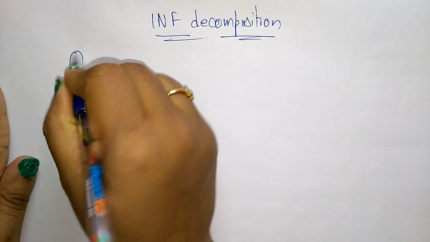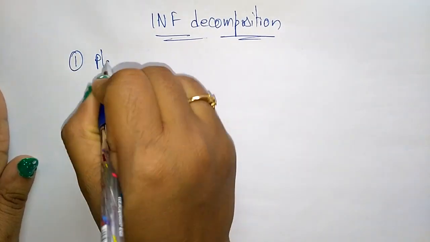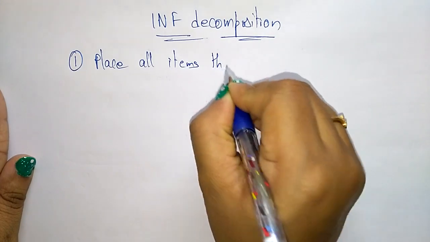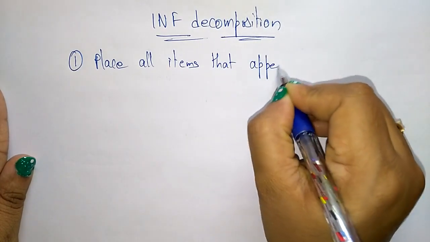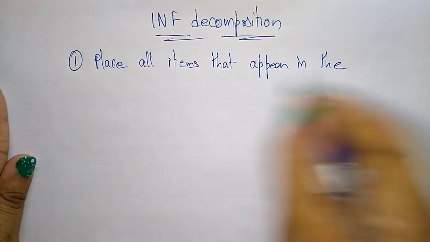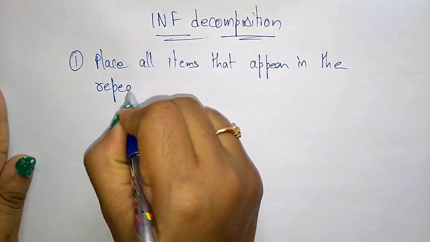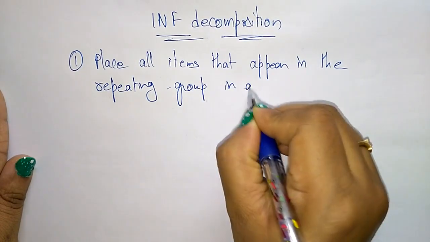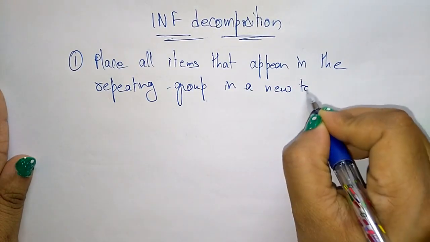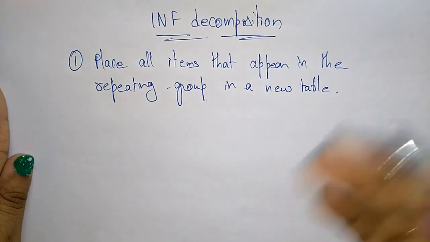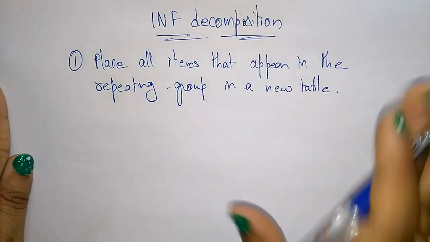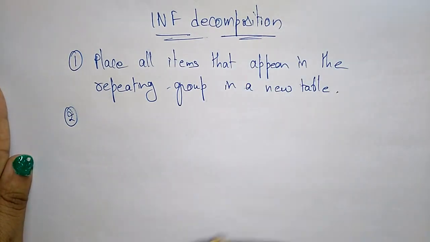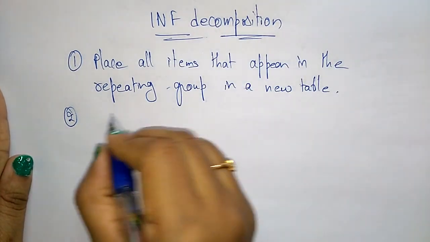So first, what we have to do is place all items that appear in the repeating group in a new table. Whatever items appear in a repeating group, you have to place those items in a new table. These are the steps you have to follow while you want to decompose the relation.